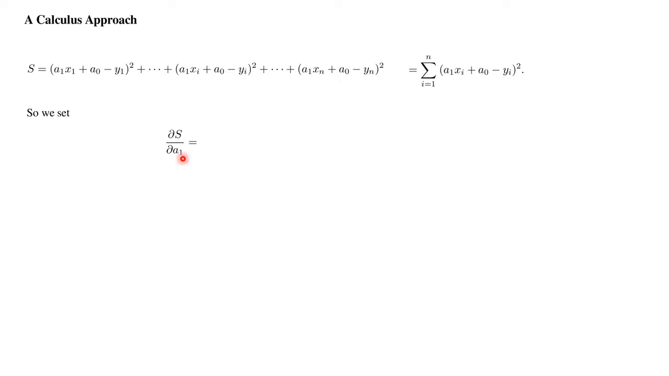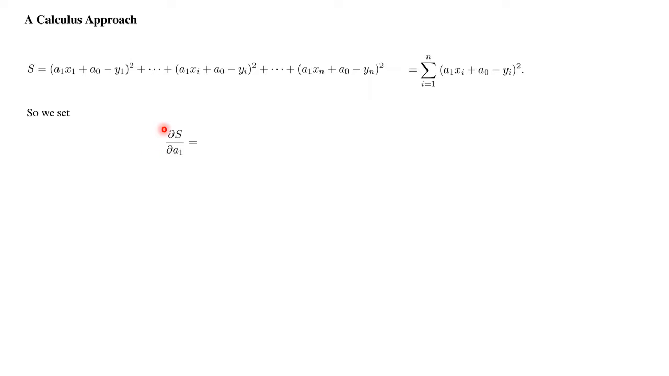Let's try a calculus approach to that problem. Remember, the problem was to minimize the sum of the squares of the errors. And we'll write that succinctly using the sigma notation. And I've got to set the two partial derivatives of S with respect to a1 and a0 equal to 0. Yes, S is a function of a1 and a0. x1 and y1 and all of the xi, yi's are just constants. The variables here are the a1 and the a0. So S is a function of a1 and a0.